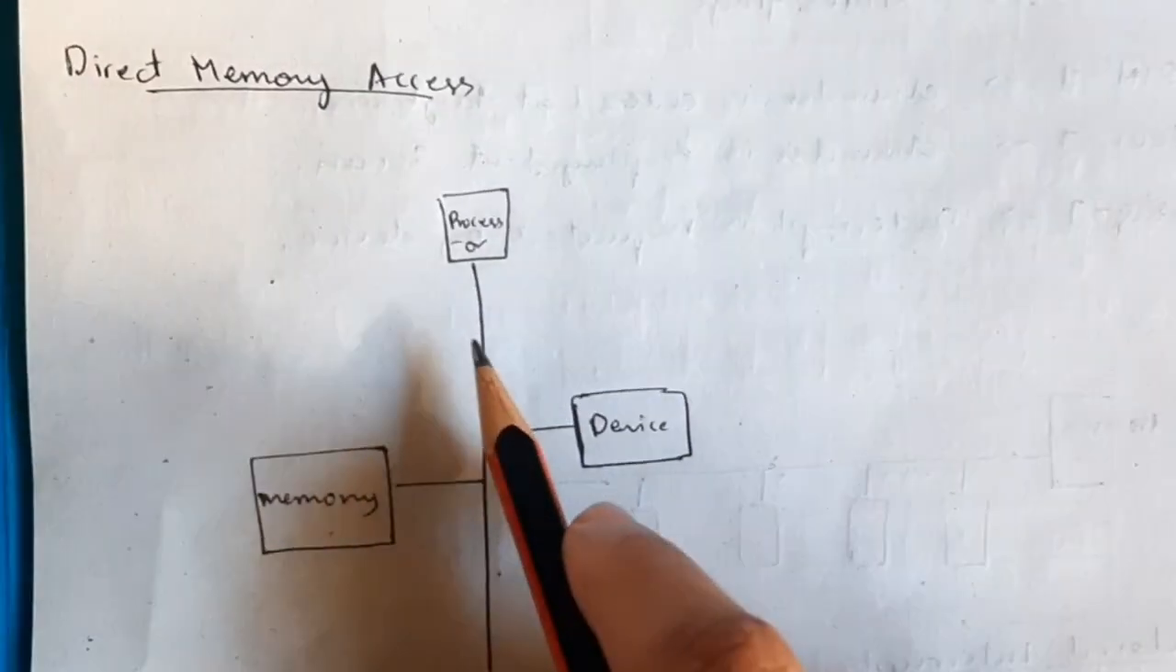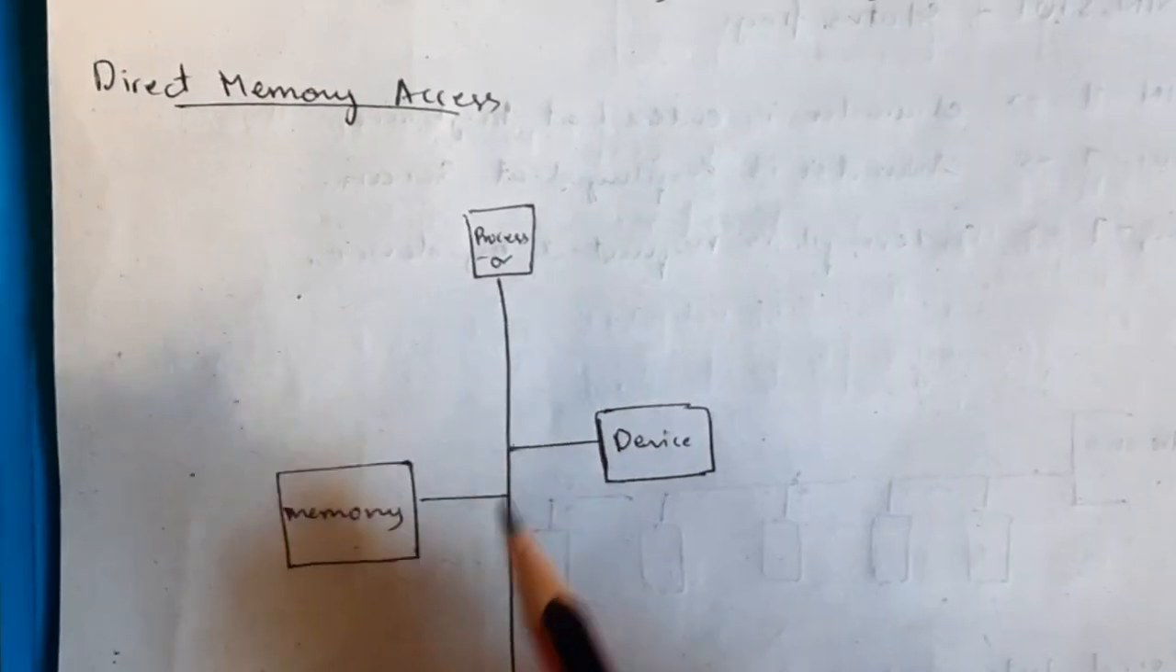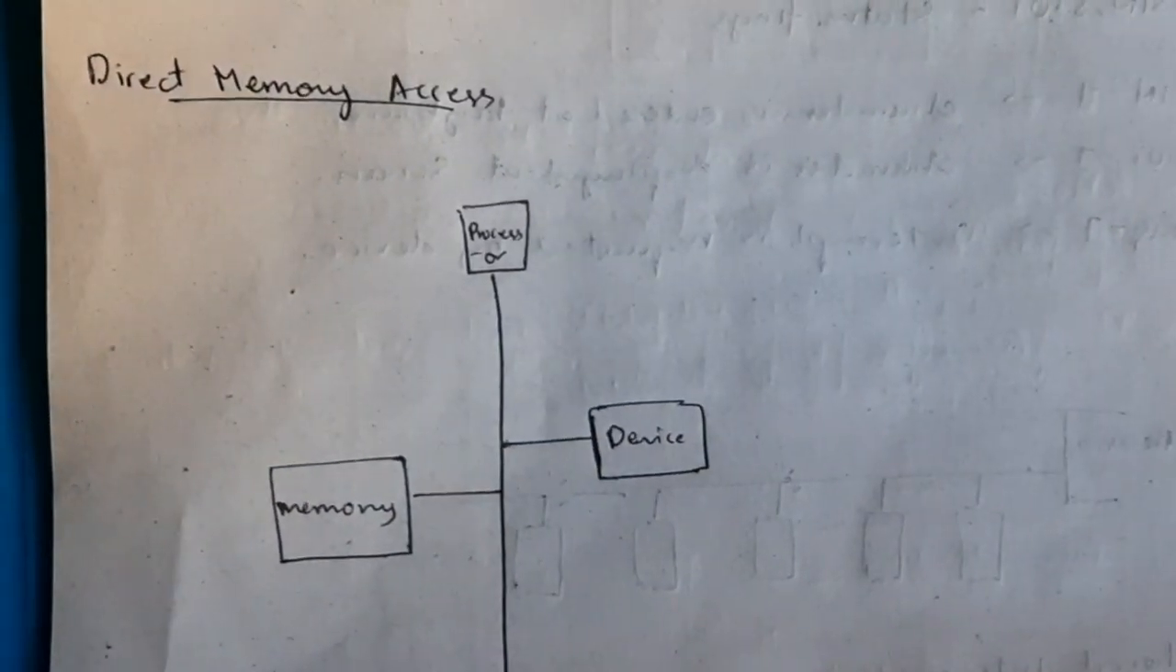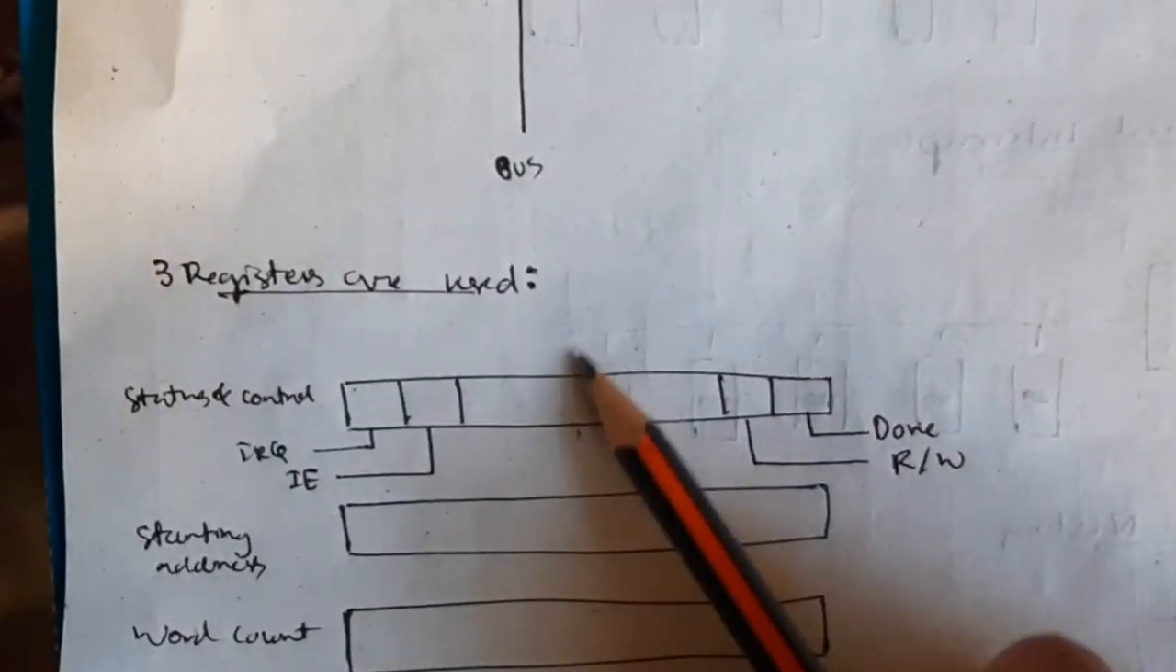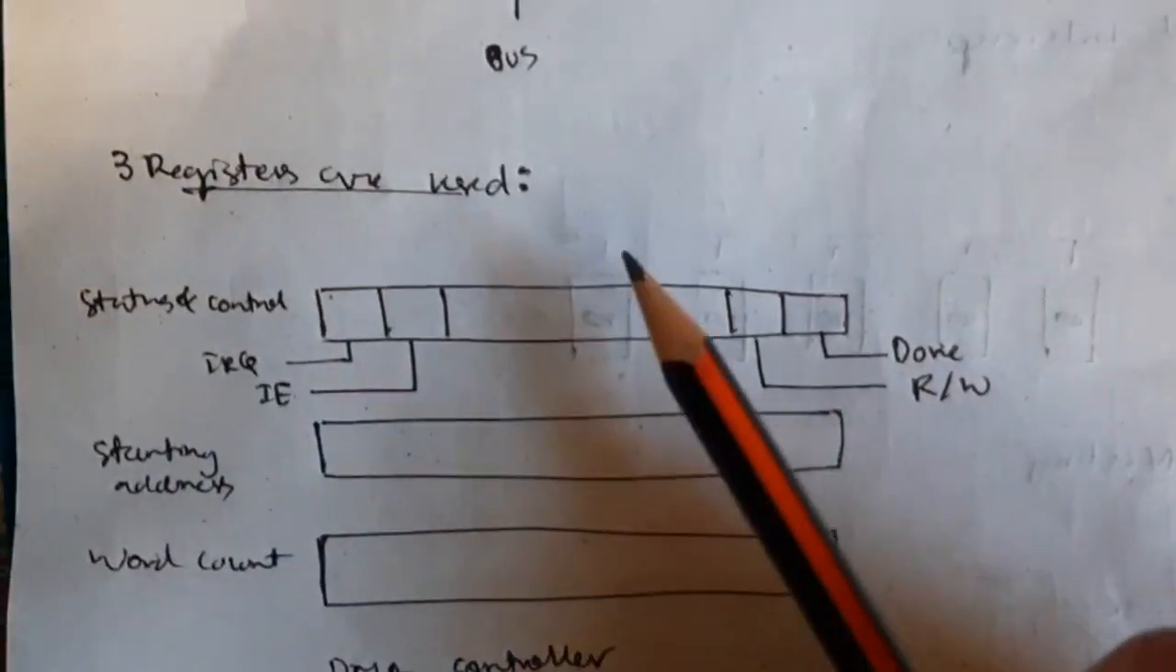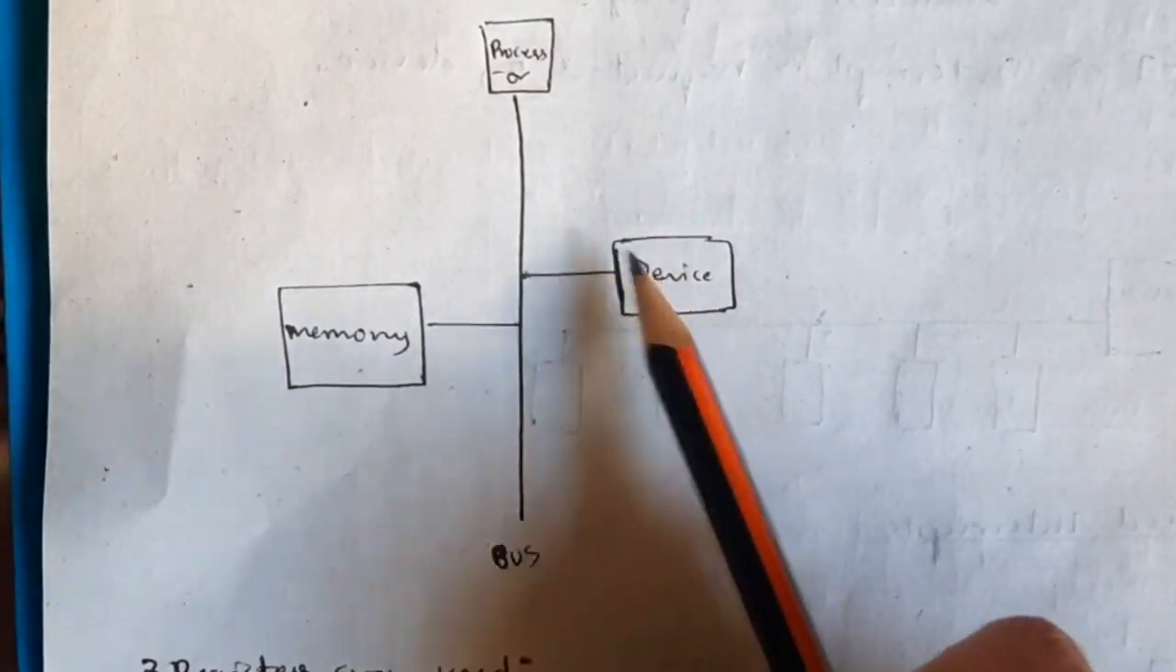Okay, direct memory access is a very fast access, and it's used only for some transfers which are very urgent and important. These three registers combine to form the DMA controller. This DMA controller controls the transfer of data from the device to the memory.